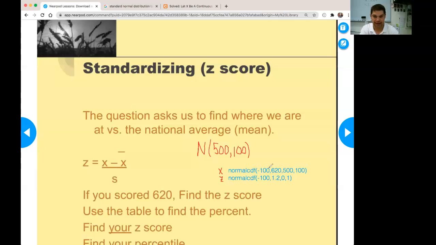I wrote it in terms of x, so I could go straight to the answer. If you scored a 620, what percentile is that? We need a lower bound, a really small number. The upper bound is 620, the mean, standard deviation. If you write it in terms of z-score, we write a really small negative z-score, go up to 1.2, the mean is 0, standard deviation is 1. And that's the generic default values whenever you press second bars. If you have Stat Wizard turned on, those are the values you'll see.